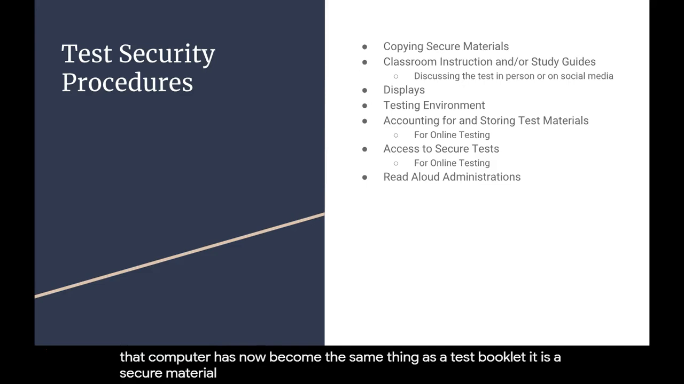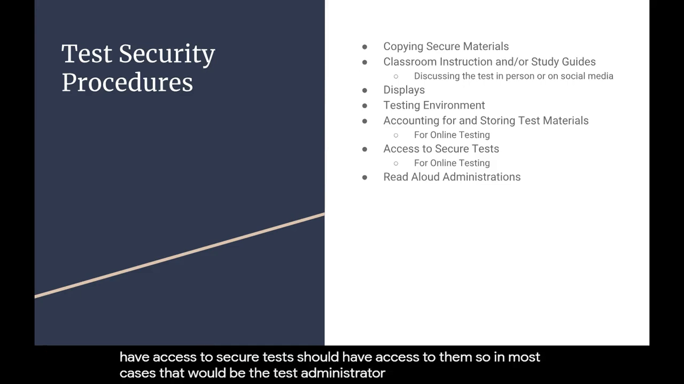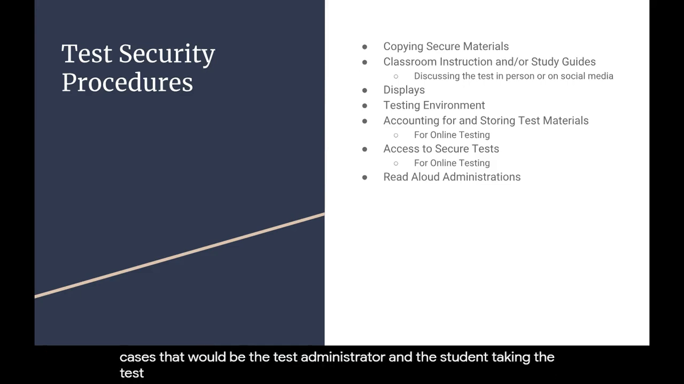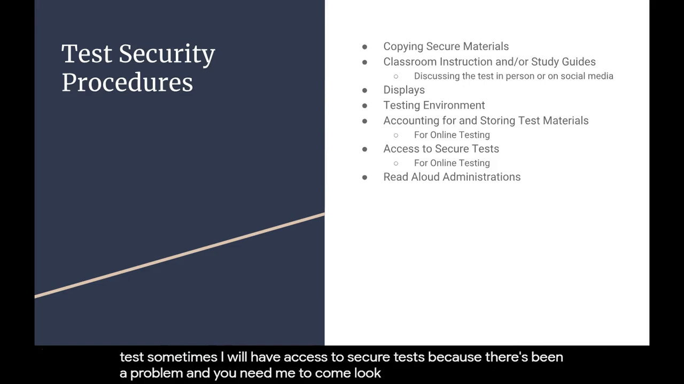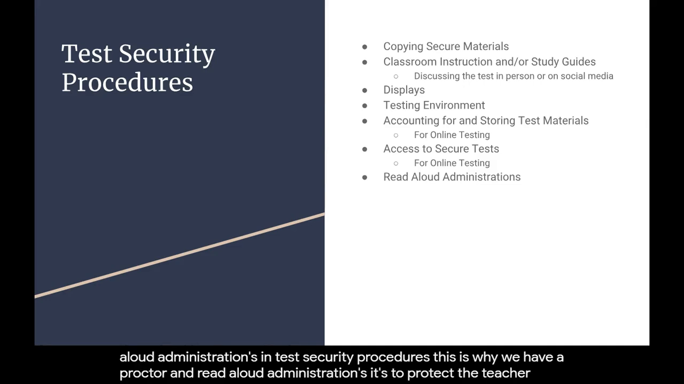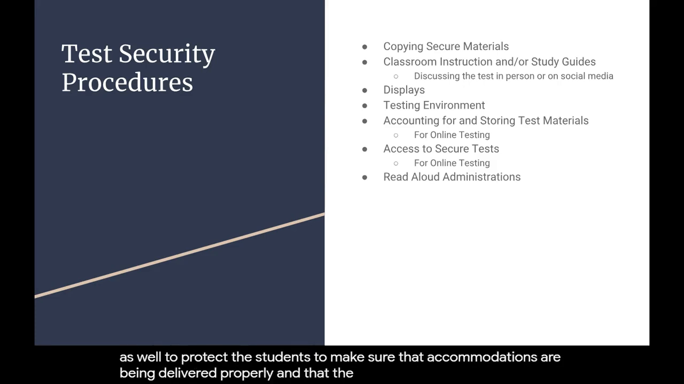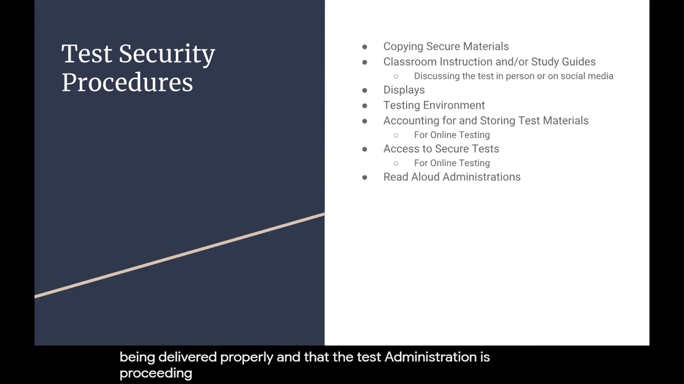You also must safeguard access to secure tests. Only the people who need to have access to secure tests should have access to them. So in most cases, that would be the test administrator and the student taking the test. Sometimes I will have access to secure tests because there's been a problem and you need me to come look at something. As for read aloud administrations, in test security procedures, this is why we have a proctor in read aloud administrations. It's to protect the teacher and as well to protect the students, to make sure that accommodations are being delivered properly and that the test administration is proceeding equitably for all students.